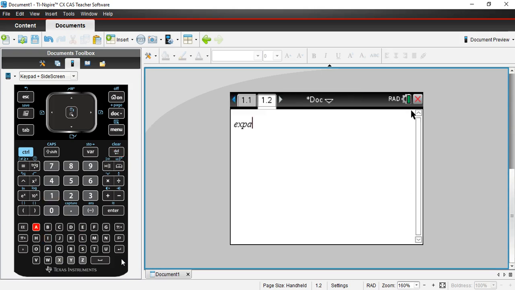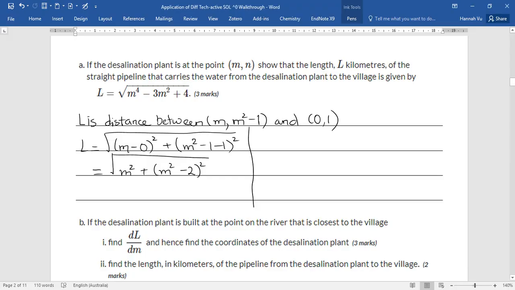So all we're going to do is type expand and then x squared minus 1 minus 2 all together squared. So this is what I want to expand. I get x to the power 4 minus 4x squared plus 4. People always make mistakes in this, and to be fair, you should have memorized this by now. But anyway, use the calculator to your full advantage. Don't lose marks because of silly things like that. So if you expand that, you get m to the power 4 minus 4m squared plus 4. Okay, now this is looking really good.